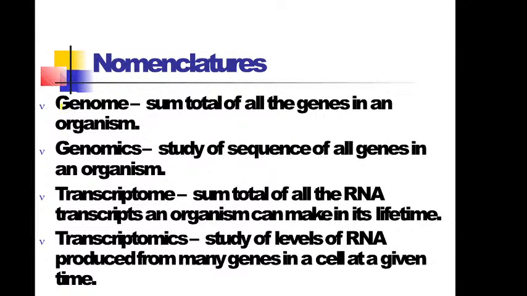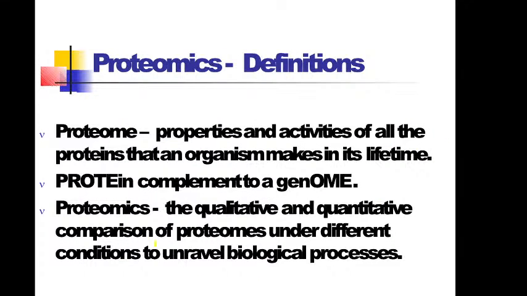This is again the same term, genome. We all know that it is the sum total of all the genes. Genomics is the sequence when we are studying the genes. Transcriptome is when we are studying the RNA. So I will not cover it again. Same things are there. So proteomics is basically when we are doing everything about the protein. Proteomics is the qualitative and quantitative comparison of proteomes under different conditions to unravel biological processes. When we are doing the qualitative and quantitative comparison.